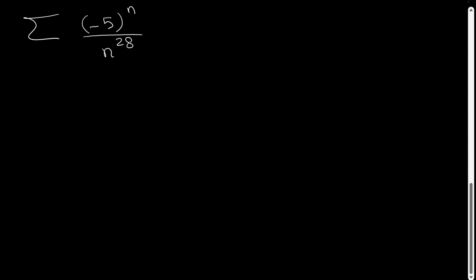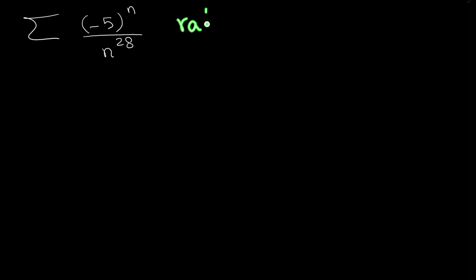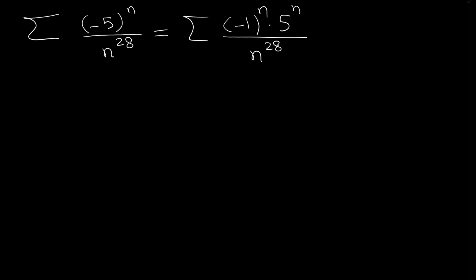The next series is (-5)^n over n^28. Which test is better to apply, ratio or root test, here? In the numerator, if I rewrite it, you see (-1)^n times 5^n, and in the denominator it's n^28. So both root and ratio work here. Let's use the root test here.